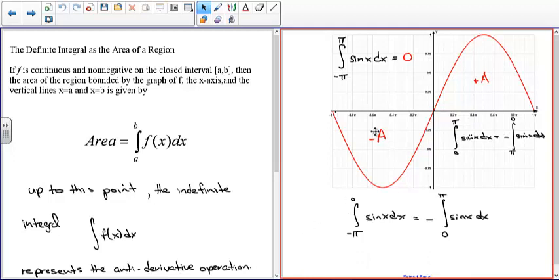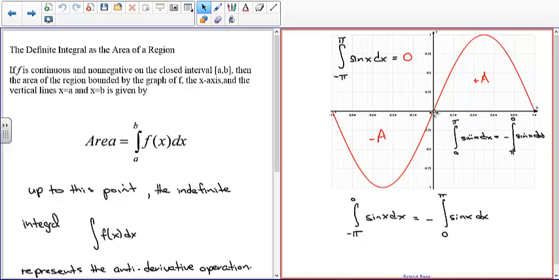Okay, we'll find in section 4 that if we take the definite integral from negative pi to positive pi of the sine of x, we get 0. So this is the sine of x between x equals negative pi, which is this value of x, and x equals positive pi, which is this. And it goes below the x-axis for the first half, and it goes above the x-axis.